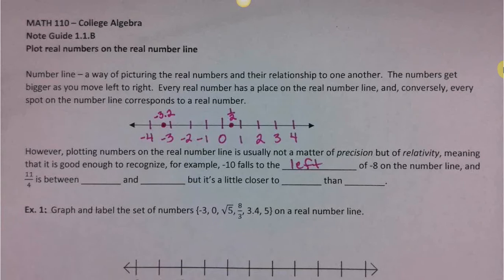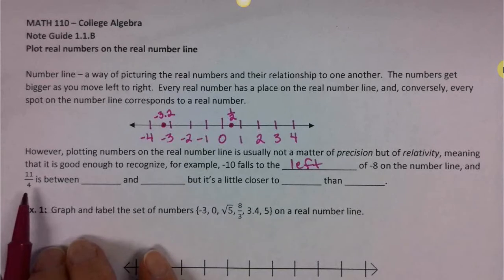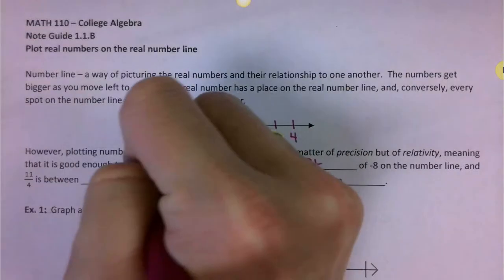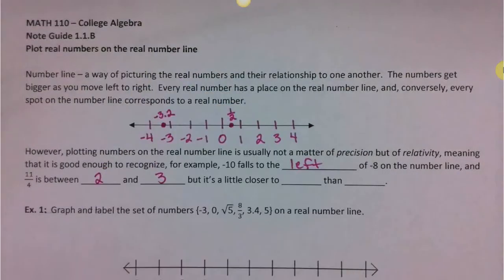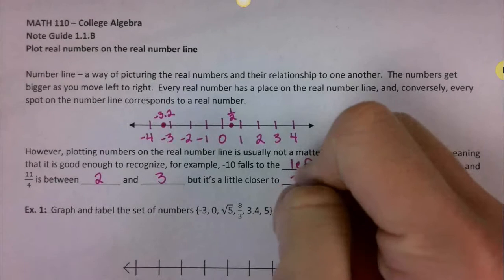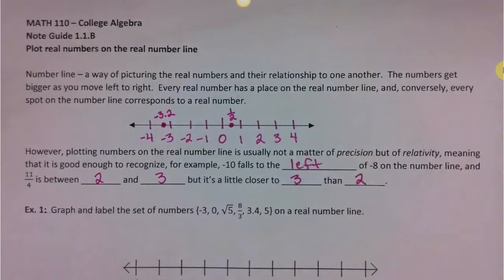And if we want to plot something like 11/4, well, 11/4, that's the same as 2 3/4, or 2.75. So that means when we go to plot it on our number line, it would be between 2 and 3, but it's a little bit closer to 3 than it is to 2, since it's bigger than 2.5.